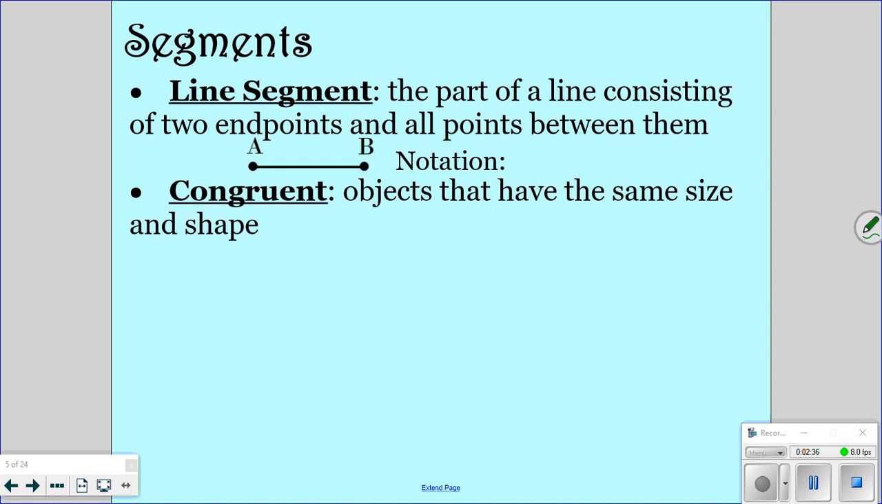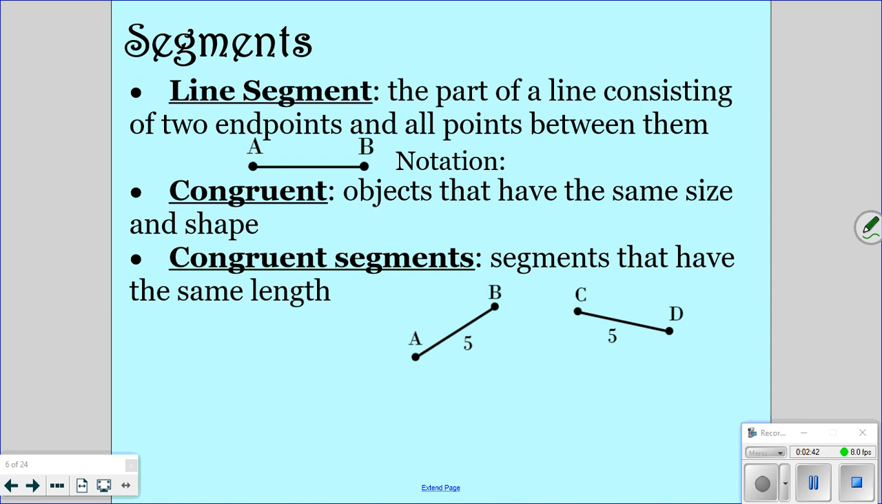If you have congruent, that means that the objects have the same shape and size. So congruent means exact same shape and size. Congruent segments are two segments that have the same length. So segment AB is equal to segment CD because they both have a length of 5.